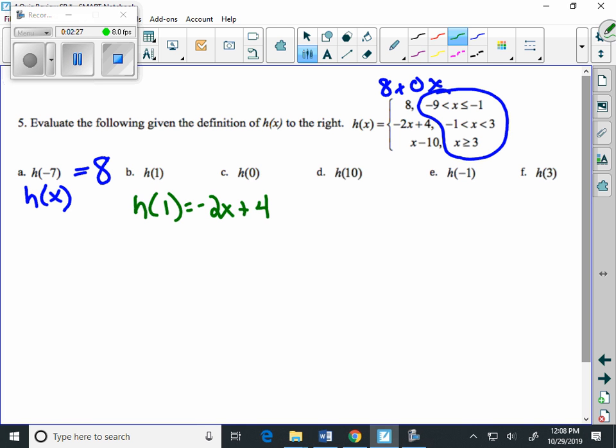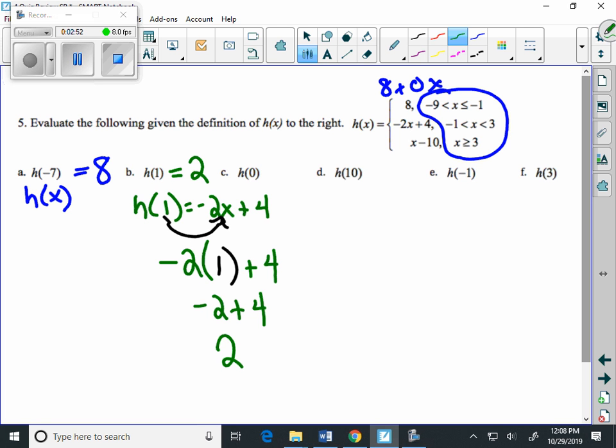What we're going to do is take that value of 1 and put it back into the equation wherever we see x, and we end up with -2 times 1 plus 4. -2 times 1 is -2 plus 4, and -2 plus 4 is 2. So h of 1 is 2. Again, notice one answer.